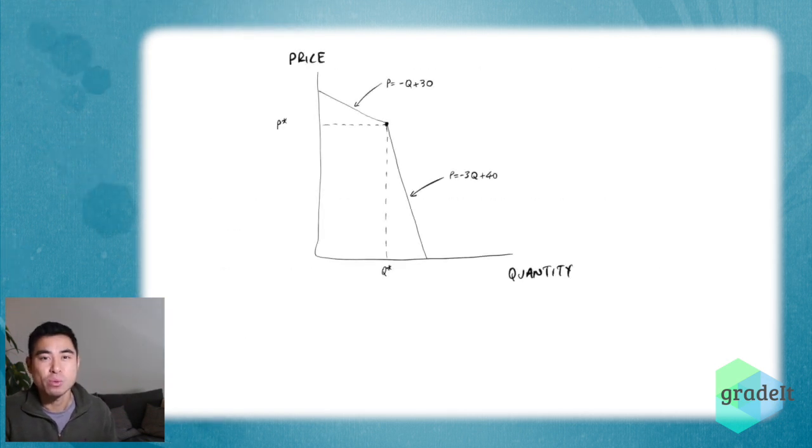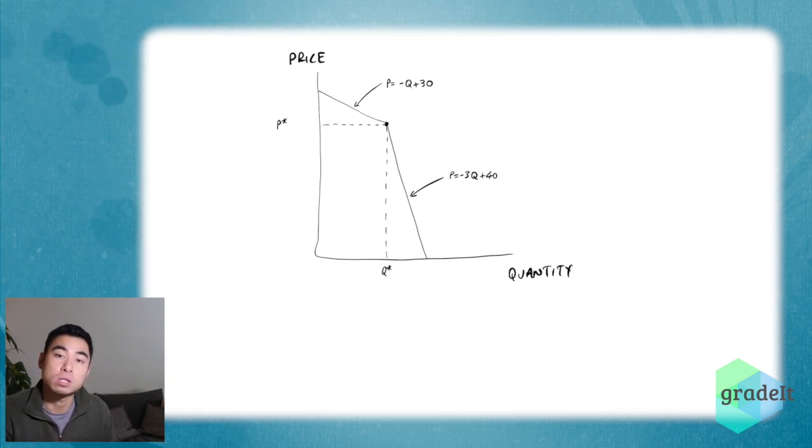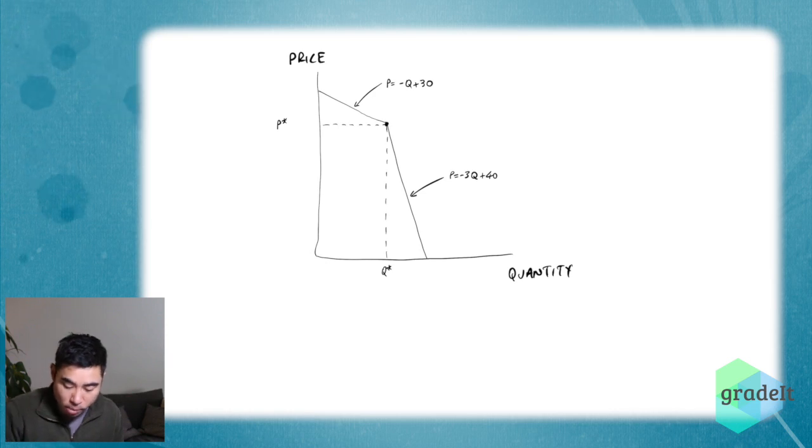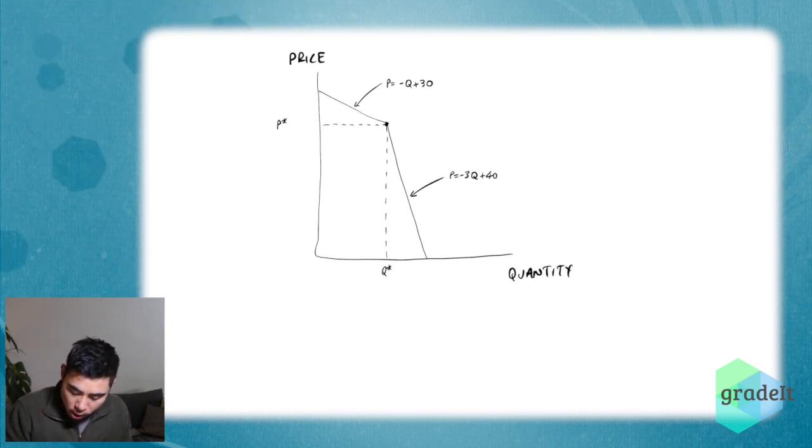So in this question we're presented with a kinked demand curve where above Q star we have one demand curve and then below Q star we have another demand curve. First question asks us to work out the P star Q star equilibrium, and you can see that the equilibrium is where those two demand curves intersect. So I'm just solving those simultaneously.